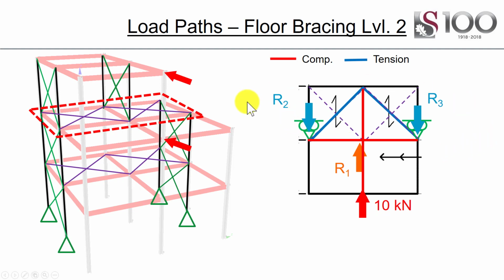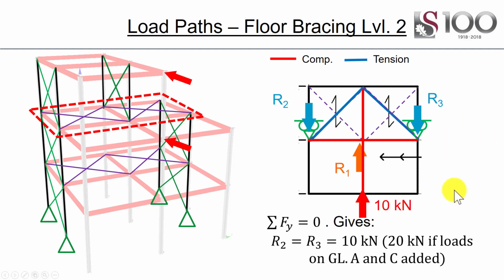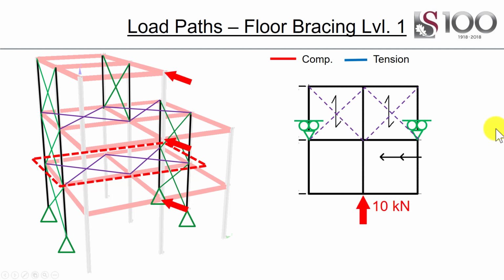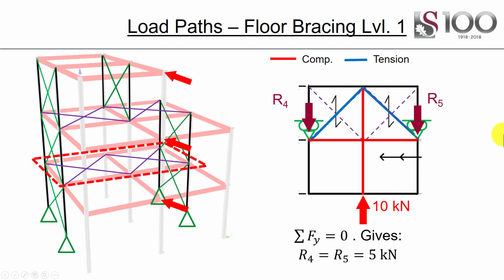I will now have two reactions, one each side, and sum of forces gives 10 kilonewtons each side. If I did add a 10 kilonewton force there and there, they would go up to 20, but once again I'm going to apply those in later models. So now let's continue on with the next floor down. This is the level 1 floor, and very much the same. I add my third load, I get my forces, compression and tension in all the members, and I get my reactions each side, and they're 5 kilonewtons each.